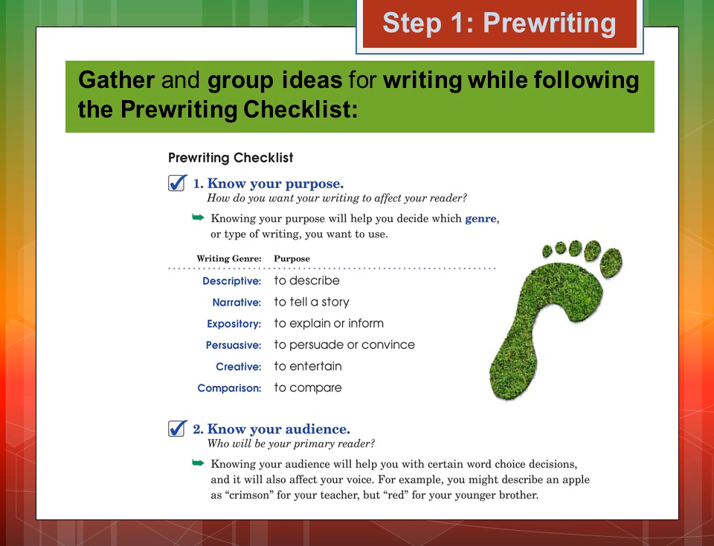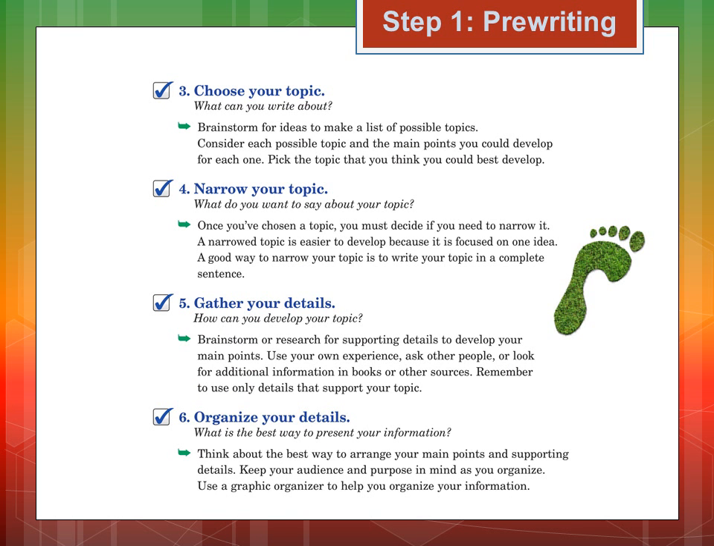Prewriting is the first step where students learn to gather and group ideas for writing. Initially, students must decide how they want their writing to affect the reader and who the primary reader will be. Knowing the purpose and audience is important to determine before writing begins. After determining purpose and audience, students will select and narrow their topic.